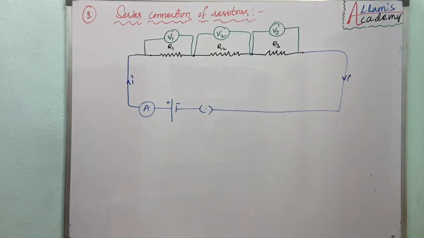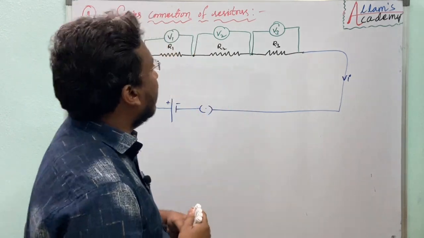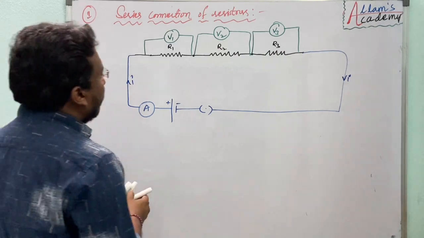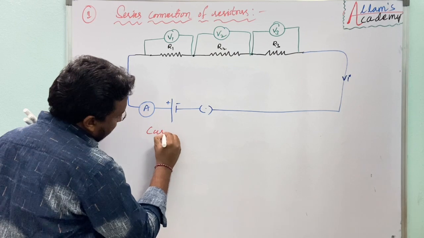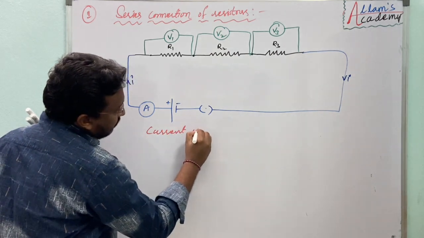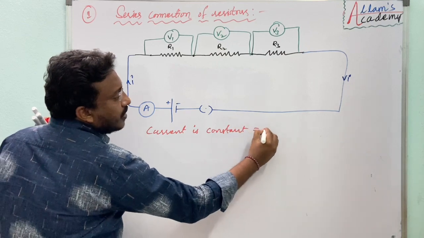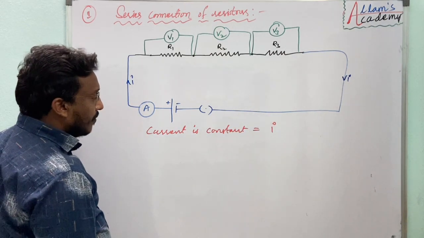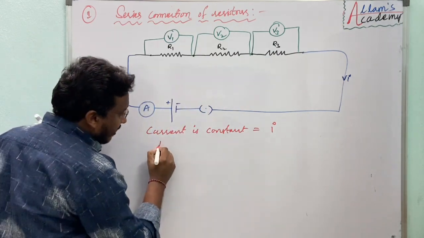V1, V2 and V3. These are the resistors. So which quantities are constant here? Here the current is constant. That means how much? I is the current.